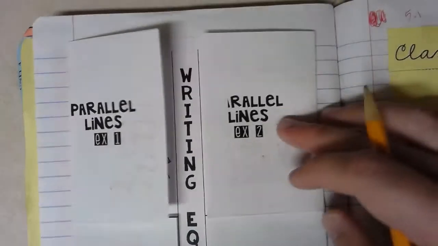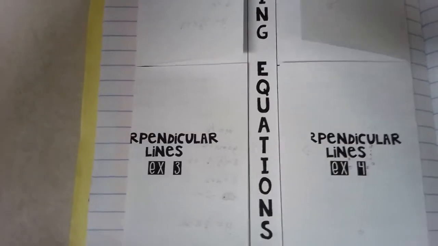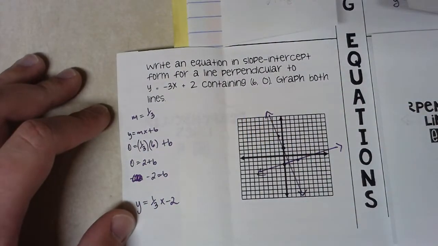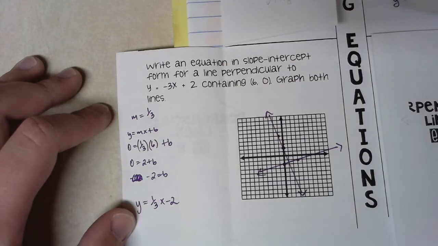Okay, so now let's change gears. Let's talk about perpendicular lines. All right, so perpendicular lines. Let's look at example 3. Write an equation in slope-intercept form for a line perpendicular to y = -3x + 2, and it contains the point (6, 0).